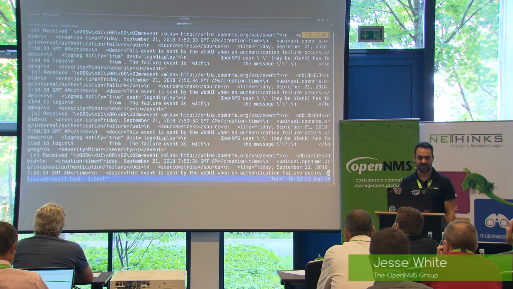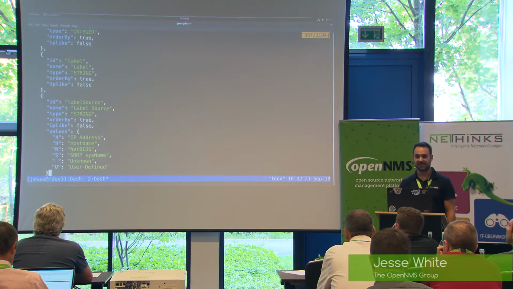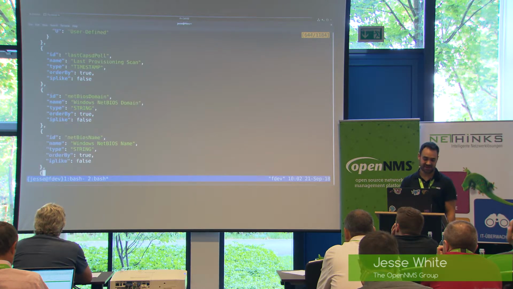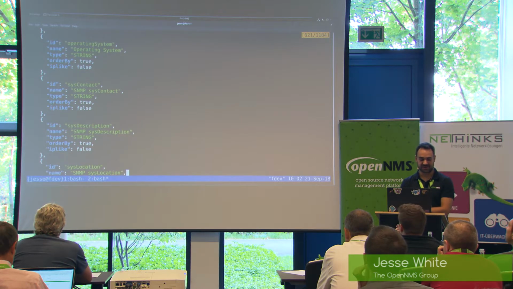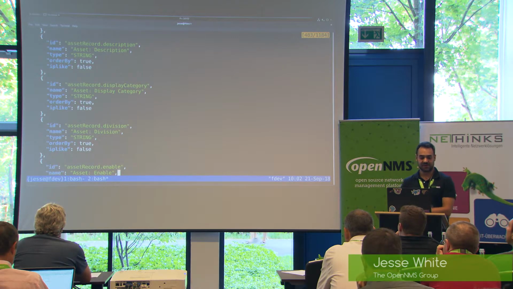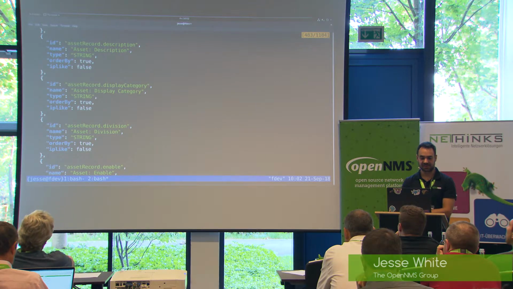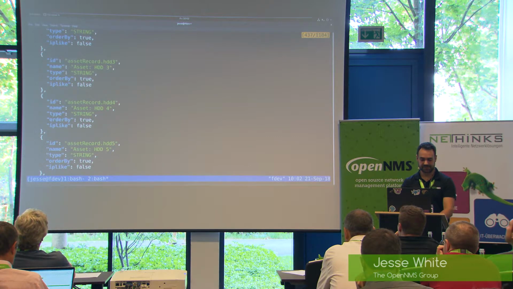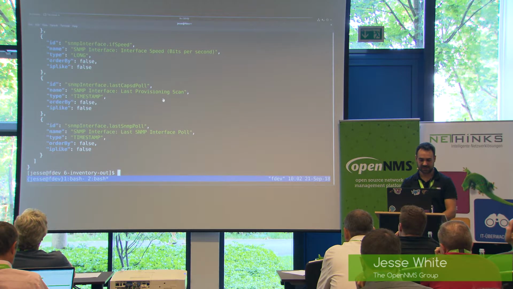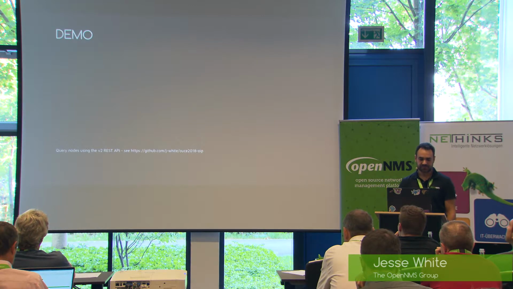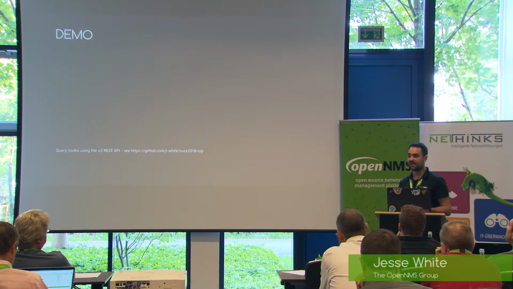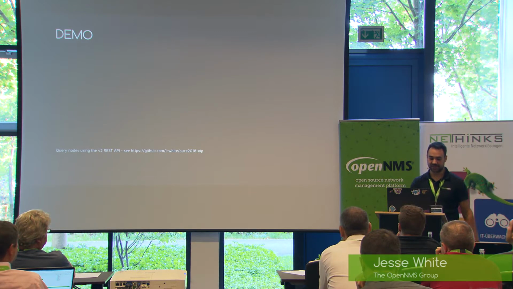So you can filter based on asset records that contain this value, start with this, are in this category, et cetera. All the node properties are there, along with some of the auxiliary tables that it links to. So that's a brief tour of inventory. Now we know we can get inventory in and out using the REST API.